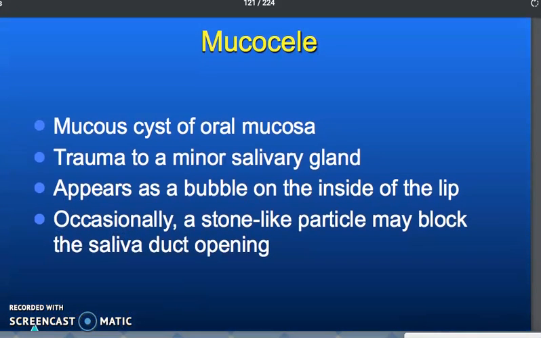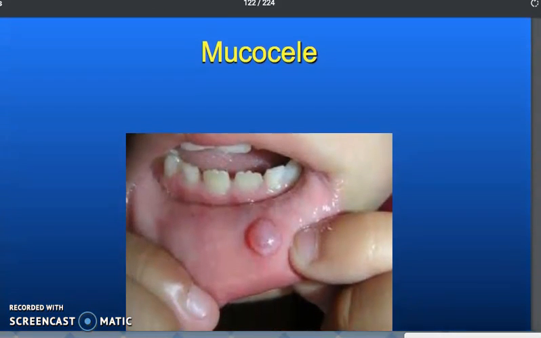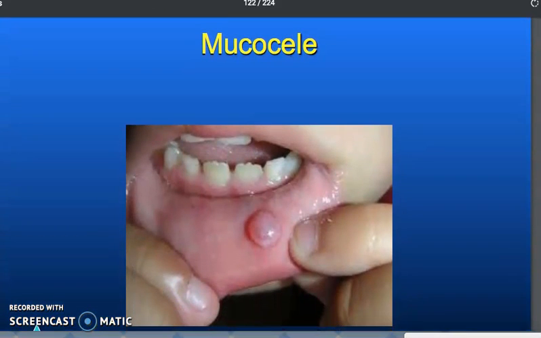Okay, this is a mucocele. So a mucocele is a mucus cyst of oral mucosa. Usually it's trauma to a minor salivary gland. It appears as a bubble on the inside of the lip, and occasionally a stone-like particle may block the saliva duct opening. So let's look at this. This is a mucocele. Now, how can you tell a mucocele from a fibroma? A fibroma is a tissue. A mucocele is filled with liquid or a watery substance.